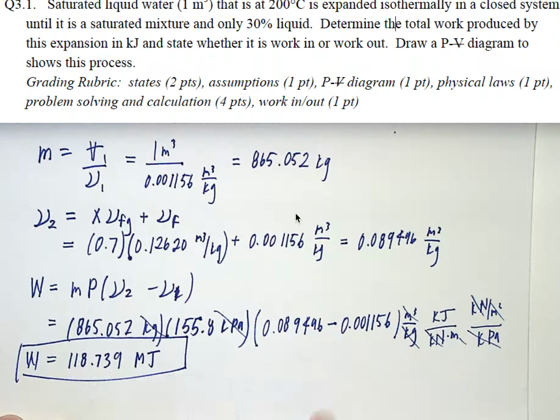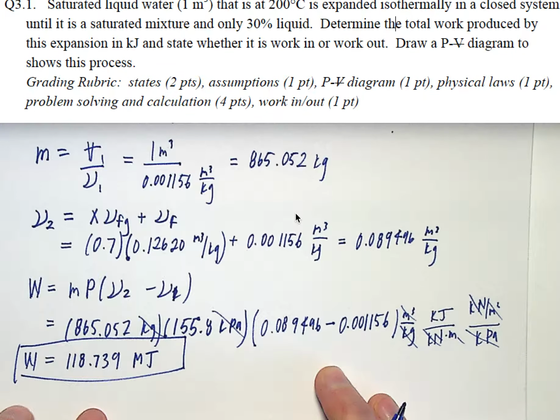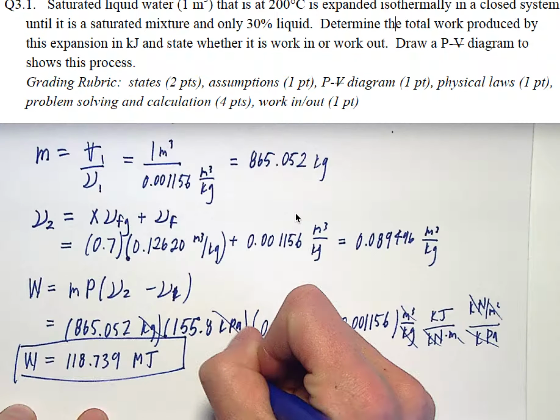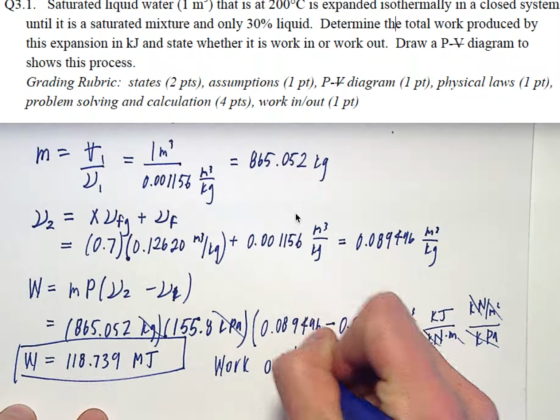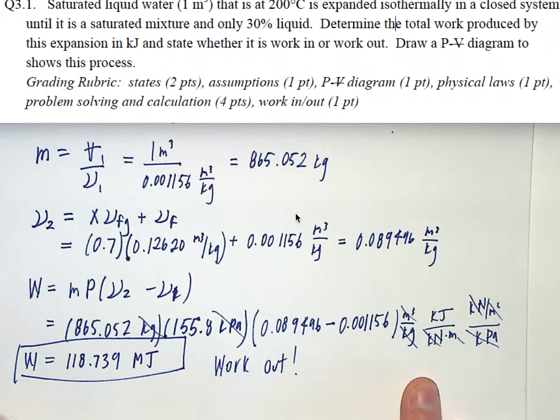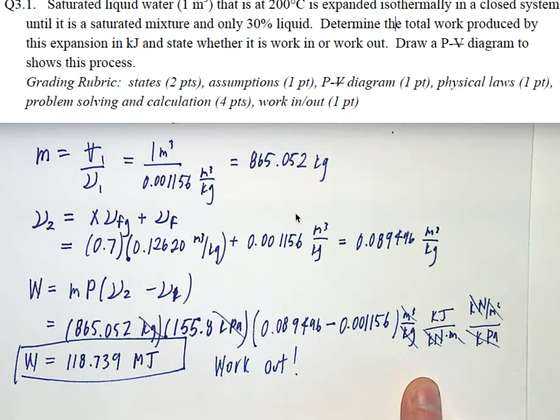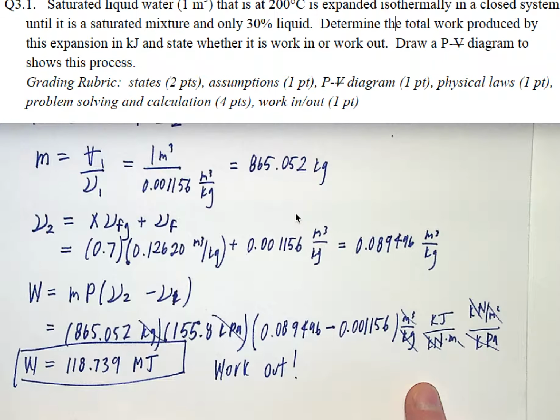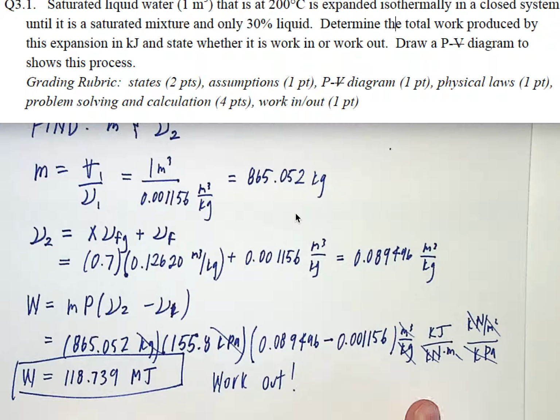So that's the boundary work. It's positive, so remember work out is positive. So the answer to the question is work out. It's not so easy to conceptually think about this particular example because there was very little information about what kind of system it is. It just says a closed system, but you do know that it's expanding, so work out does make sense in that scenario.